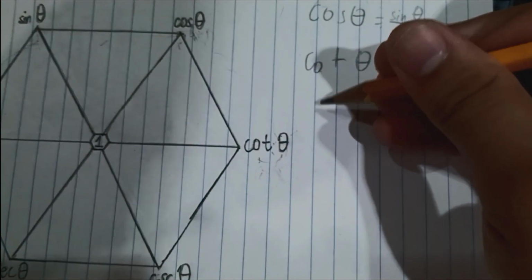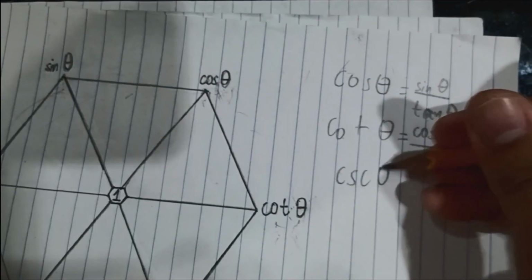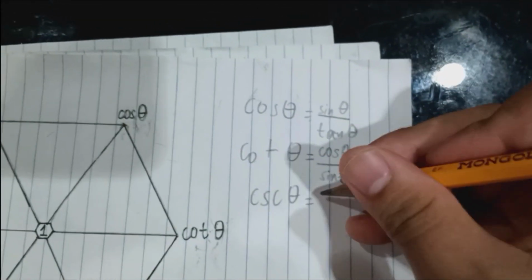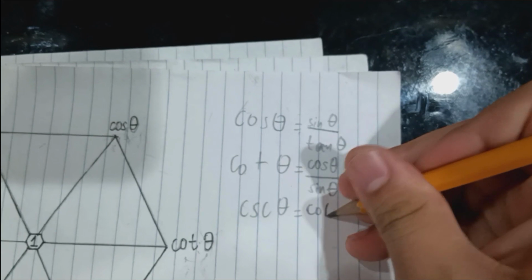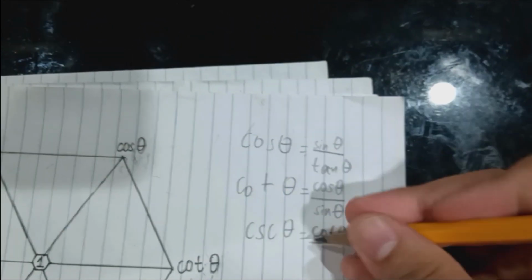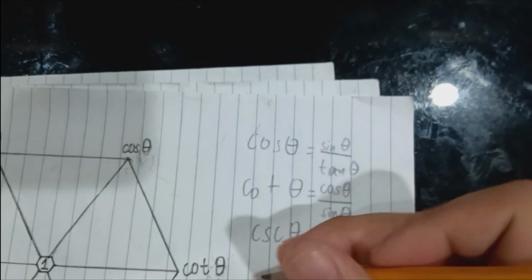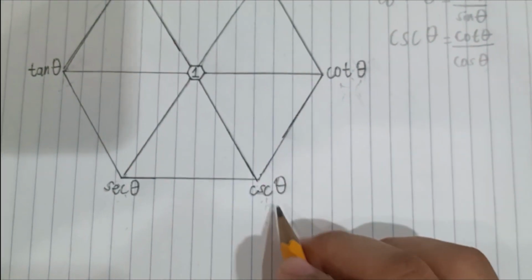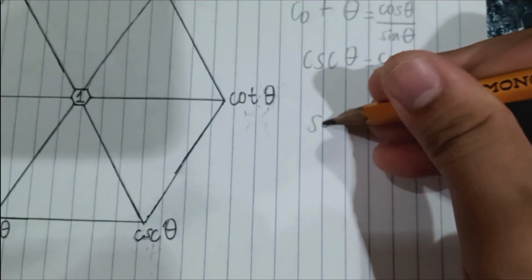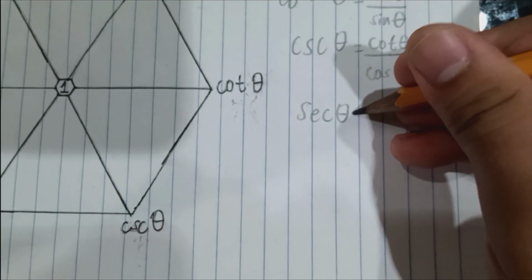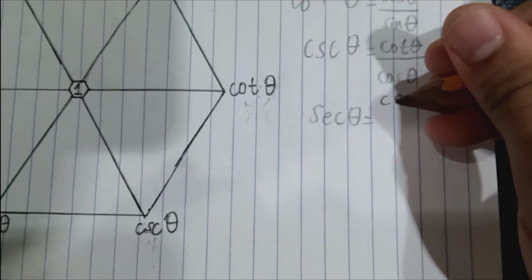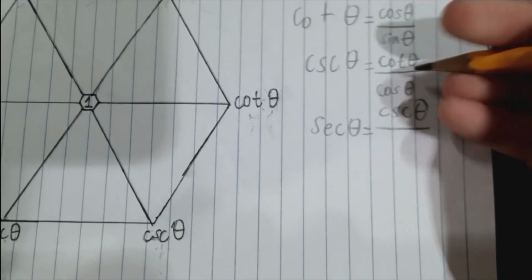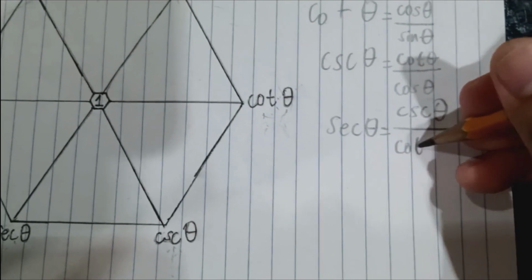So cosecant equals cotangent over cosecant. And lastly, secant. Secant equals cosecant over cot. This is how you answer it.